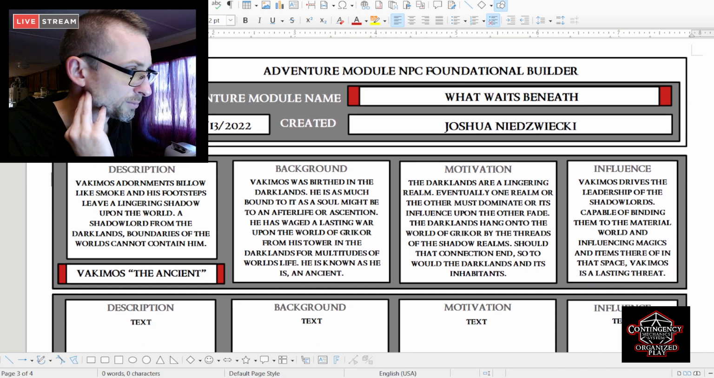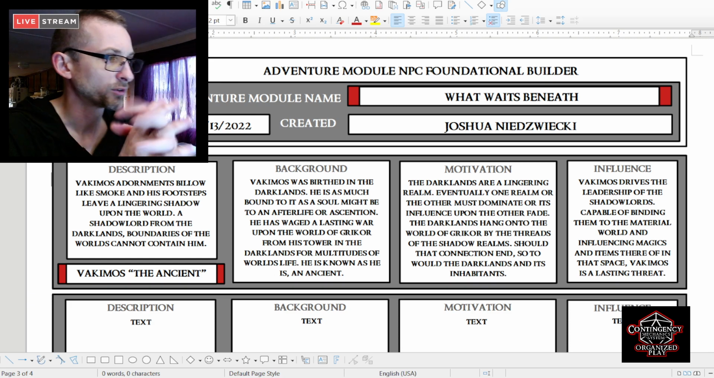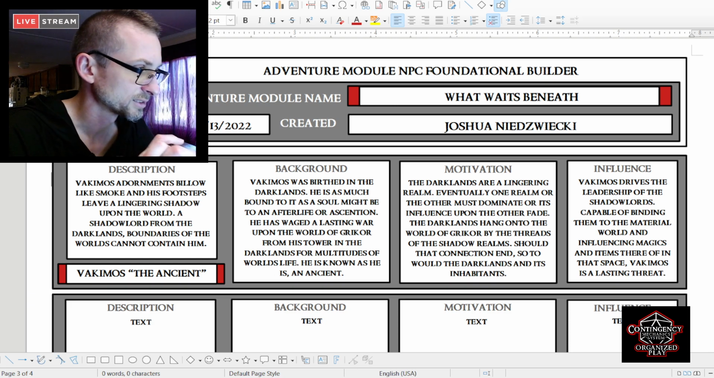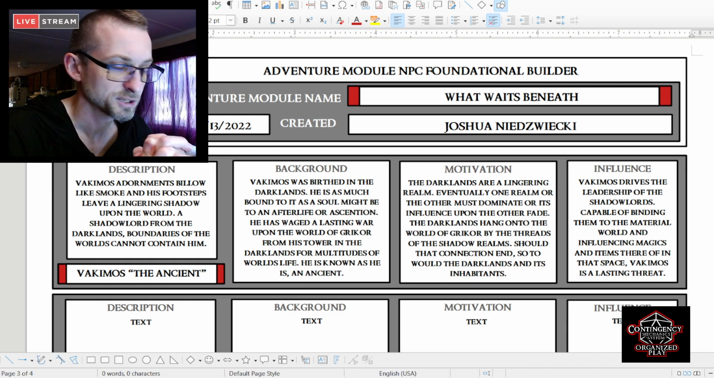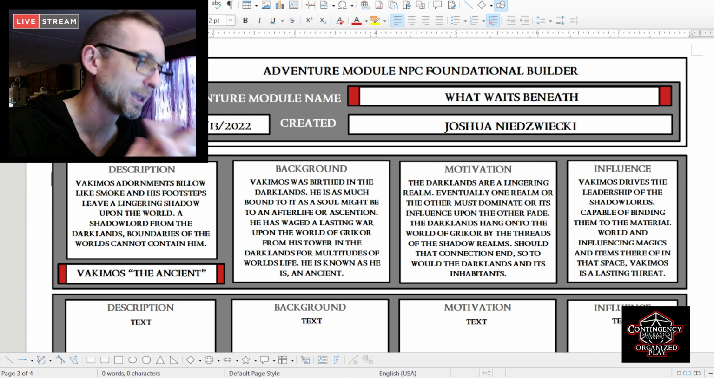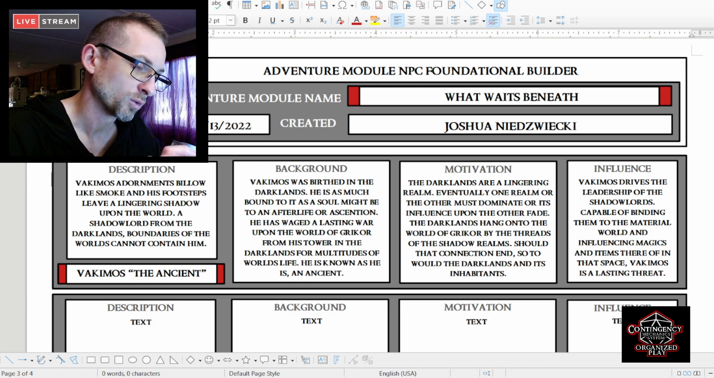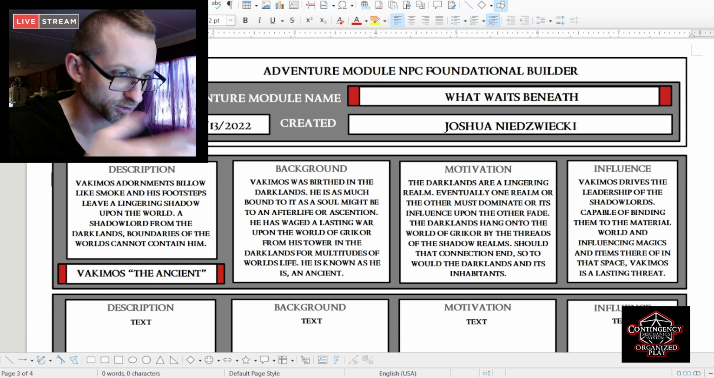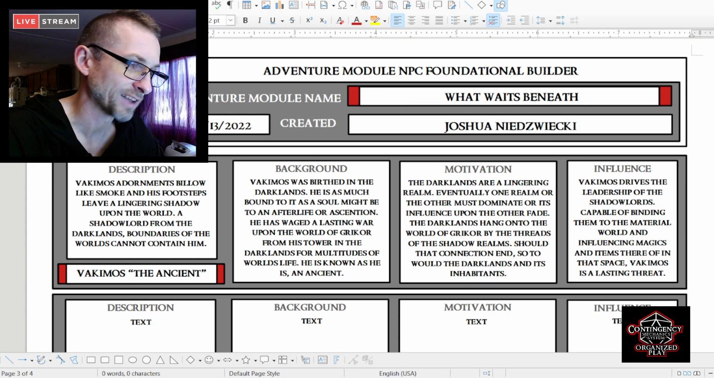So, Vakamos drives the leadership of the Shadow Lords, capable of binding them to the material world and influencing magics and items thereof in that space. Vakamos is a lasting threat. To be clear, he isn't something that's taken care of in a module, but it would be something addressed across multiple modules, not just a one-trick pony kind of situation, right?